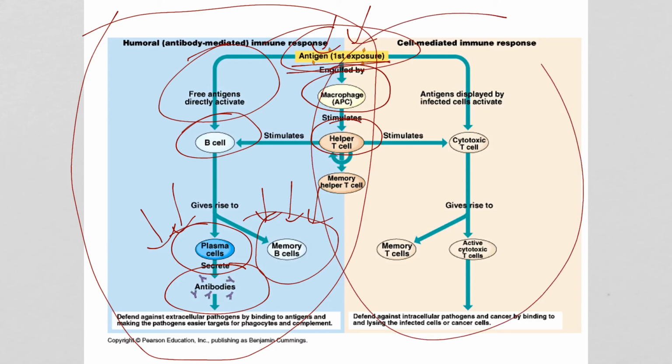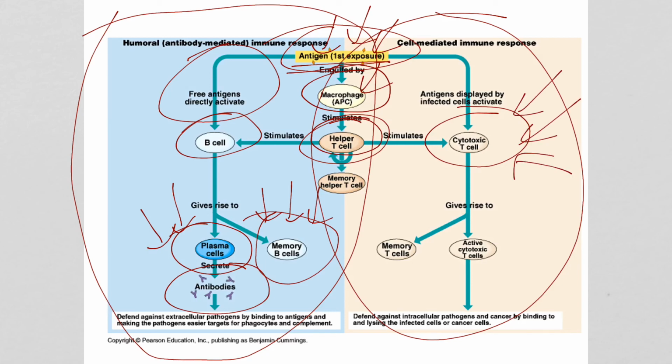Now let's look at the other side, the cell-mediated side. So an antigen, again, is in your body. It's engulfed by a macrophage, which interacts with the helper T and stimulates it. That helper T is specific to this antigen. It's going to release interleukins, which are going to stimulate cytotoxic T cells to go out and look at all your cells and look at the MHC1 complexes on your body cells to see if they're displaying this particular antigen.